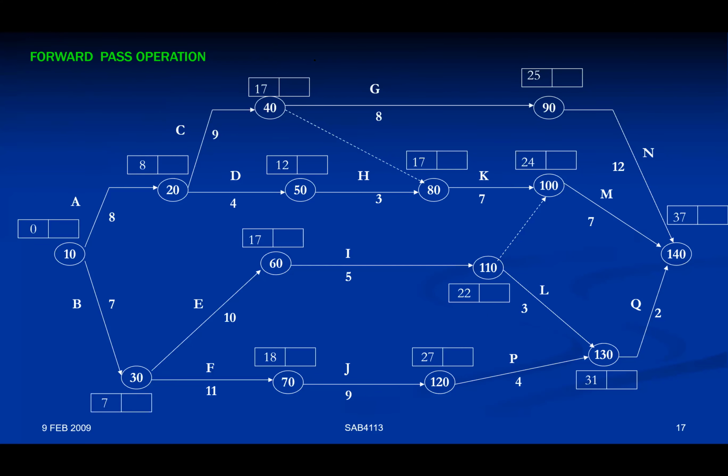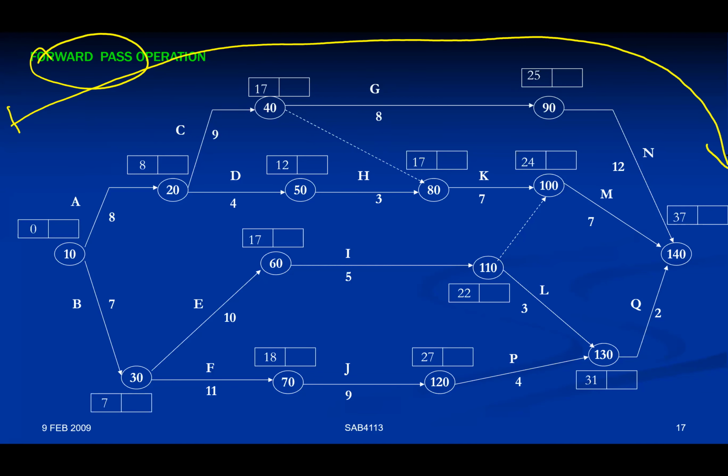Now we want to do the calculation. Forward pass. Remember, forward pass is the calculation from the left until the end of the project to get what value? Early start plus duration equivalent to early finish. So you just simply want to get the early finish values. If you do manual calculation, you start with zero. You do not start with one.